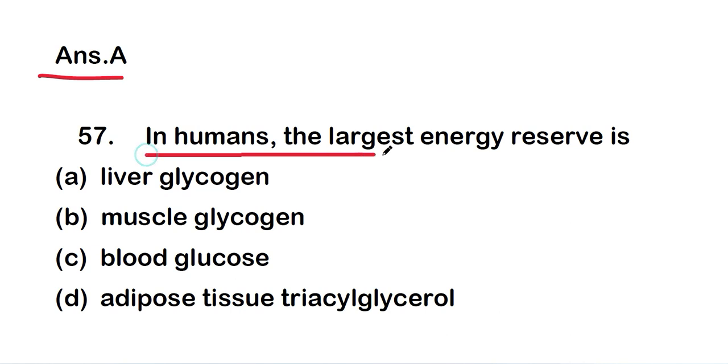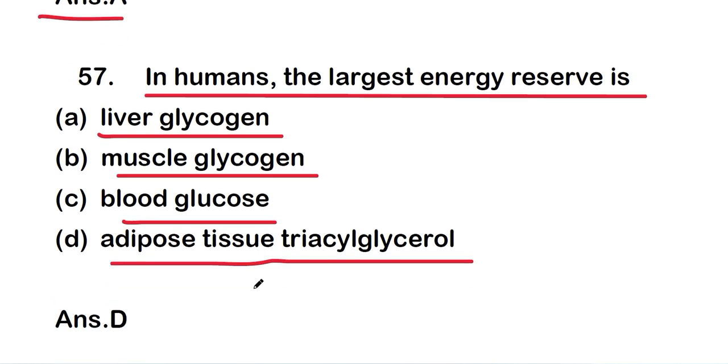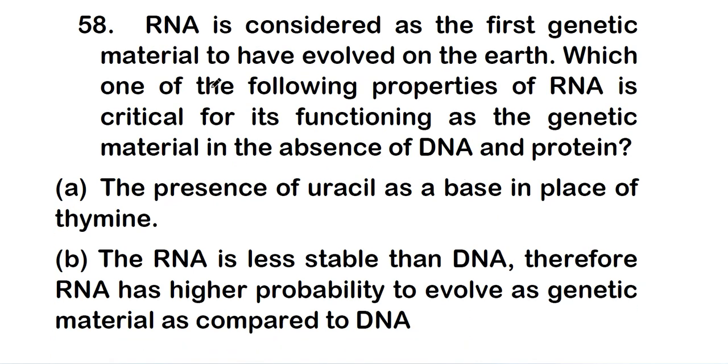So in humans, the largest energy reserve is liver glycogen, muscle glycogen, blood glucose, or adipose tissue triacylglycerol. And the right answer is option D, that is adipose tissue triacylglycerol is the largest energy reservoir for humans. So next question is question number 58.